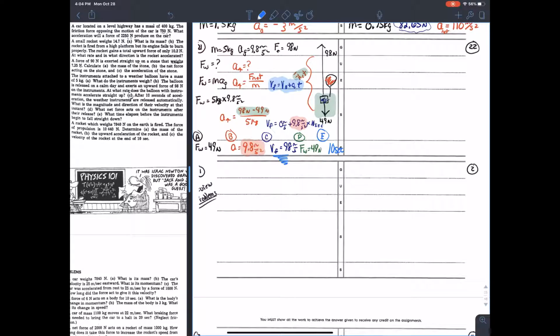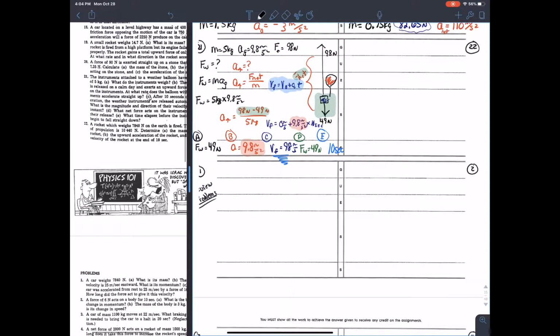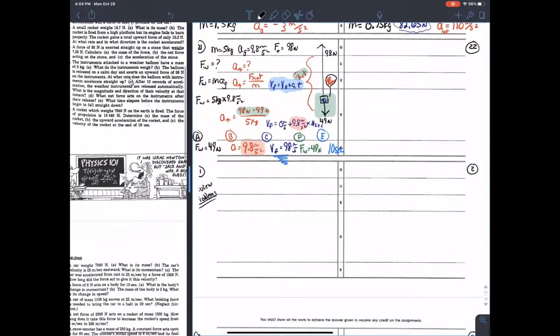All right, we're going to go to number 21. Oh, that was 21. 22. This is the last one. So you have a rocket. It weighs 7,840 newtons, and it's on the Earth. So I'm just going to put this in here right now because we're probably going to need it: 9.8 meters per second squared for gravity. It says that we have a force of propulsion, so I'll put FP for propulsion, 10,440 newtons. And it says, what's the mass of the rocket?